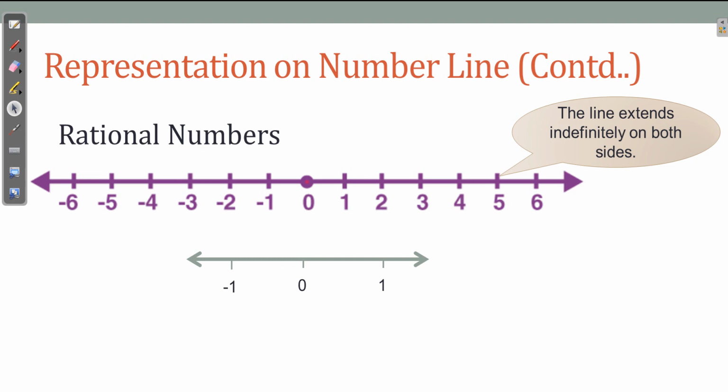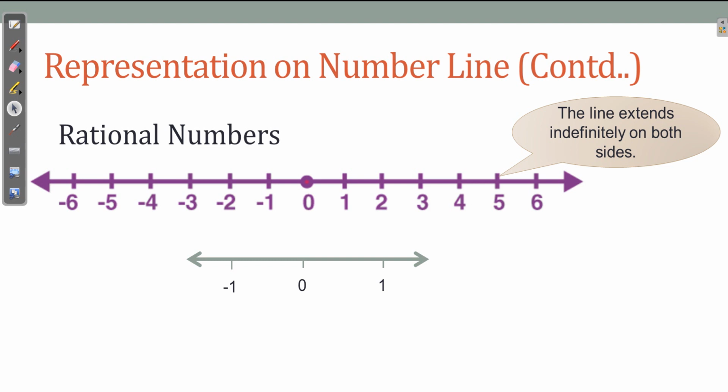Say 0 and 1. All integers are also rational numbers. In this case, the rational number should be in the form of p by q. Q will be equal to 1, meaning the denominator is 1 for all the integers. So 0 and 1 are also rational numbers for which q equals 1. So now consider these two rational numbers 0 and 1. In between 0 and 1, there can be n number of rational numbers.